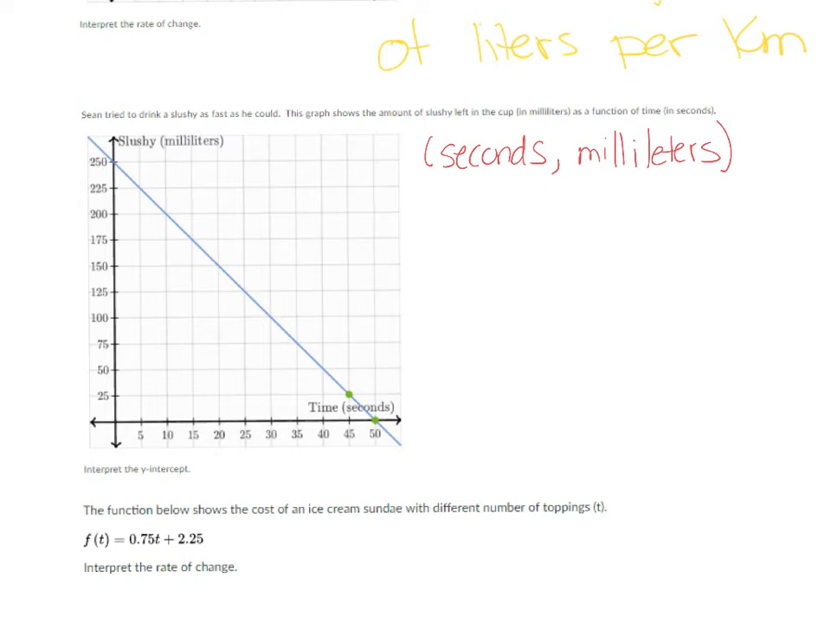And so we want to do our same three things again. We want to look at what is the y-intercept, what does it represent? What's the x-intercept, what does it represent? And what's the slope represent? Excuse me, what does the rate of change represent?